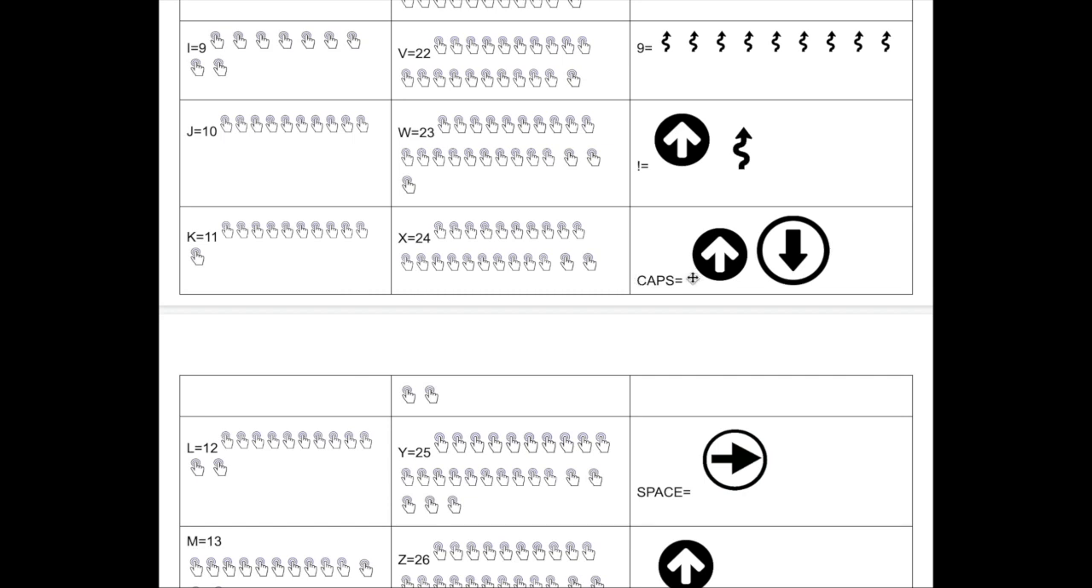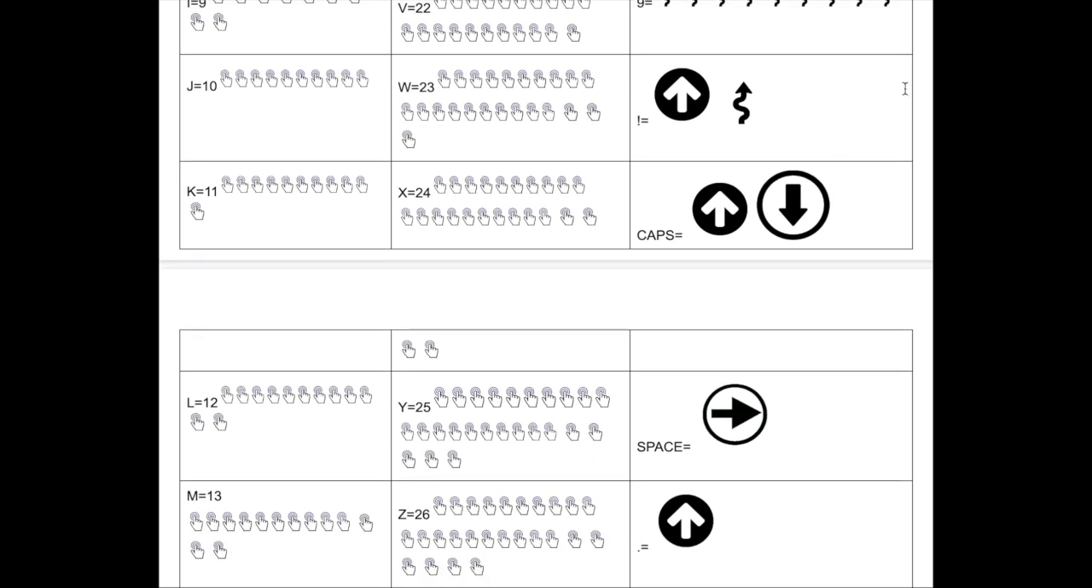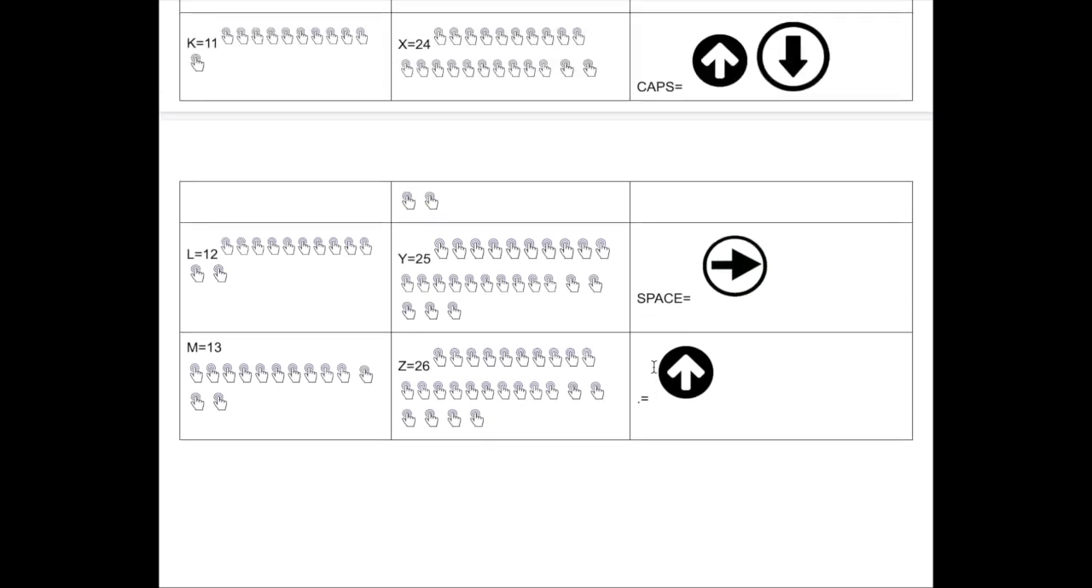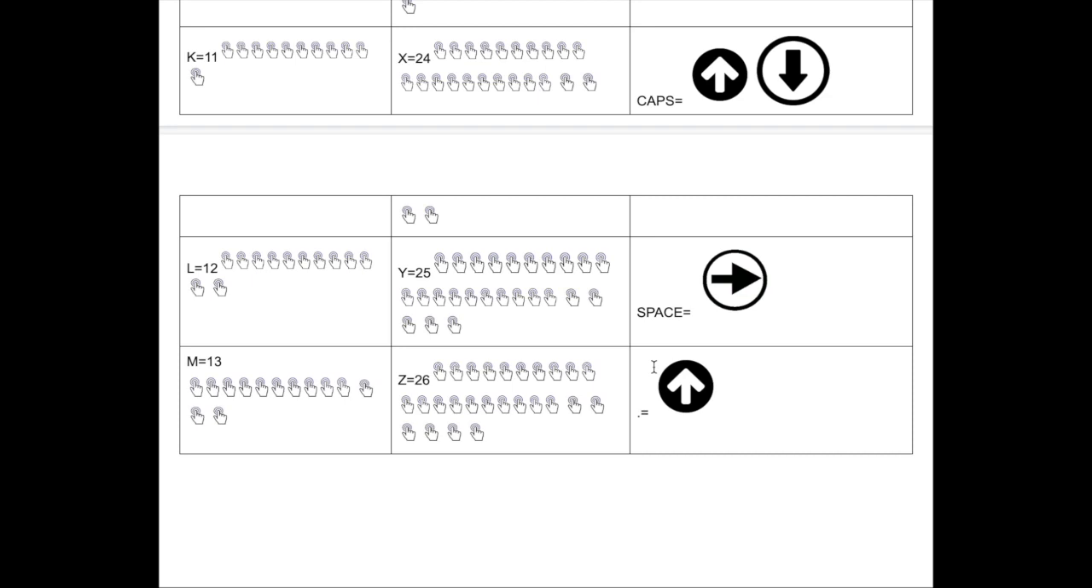Okay, so for our caps, we decided to go up in the air and then down, that's a cap. For exclamation point, we would bring it up and then we kind of wiggle it around, like it's excited, I guess. And then for our periods, we just bring it up and we hold it down, not to get confused with the caps because it can be similar. The caps is more of a rapid movement, whereas the period is just longer.